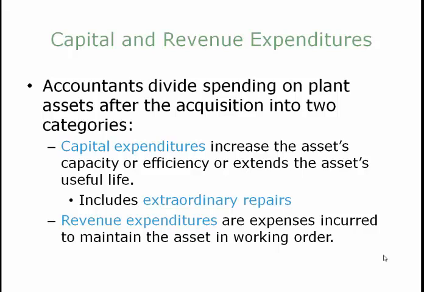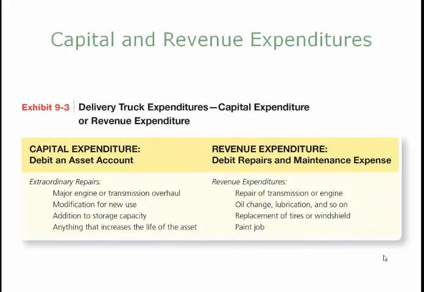Some businesses might use discretion and say, no, we're going to treat those as revenue expenditures, and others may say capital. But definitely, if you have a truck whose engine is blown and you put in a new engine, you're going to extend the asset's useful life. But there's a certain amount of discretion that you can use in accounting for plant assets. It's not as cut and dried as you think. And you can see here's a breakdown, and they talk particularly about vehicles. You notice here it says major engine or transmission overhaul, modification for new use, addition for storage capacity, anything that increases the life of an asset.